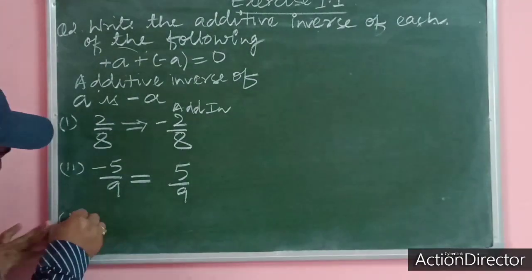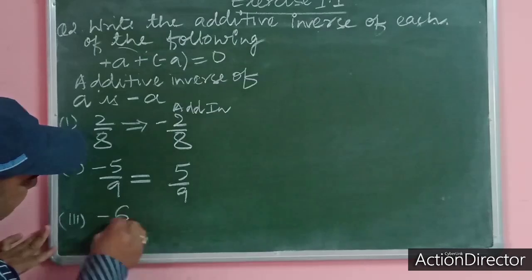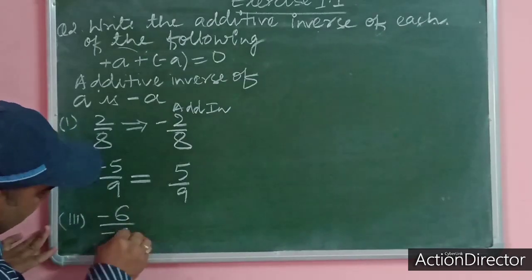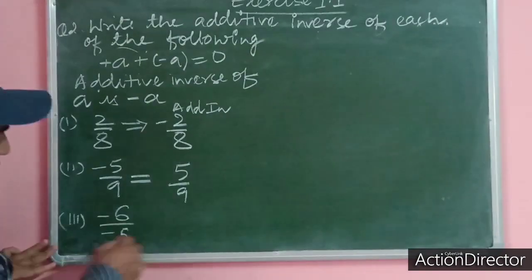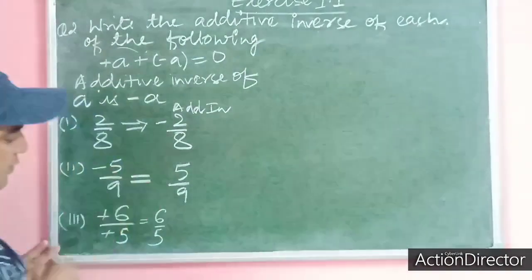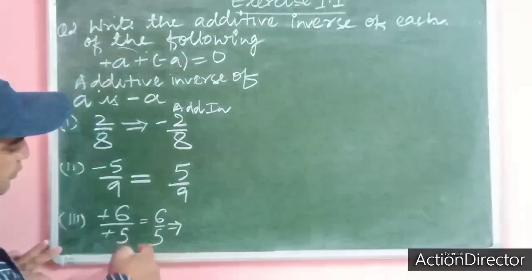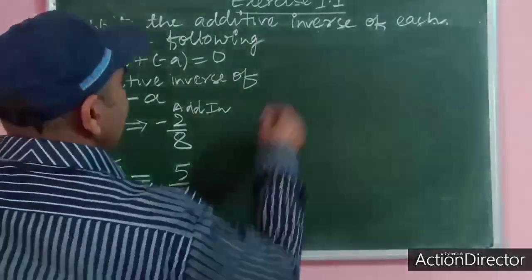Third part is minus 6 upon minus 5. Children, this is minus 6 by minus 5. This minus minus will cancel. If this cancels, it becomes 6 by 5. So this is plus 6 by 5, and its additive inverse is minus 6 by 5.